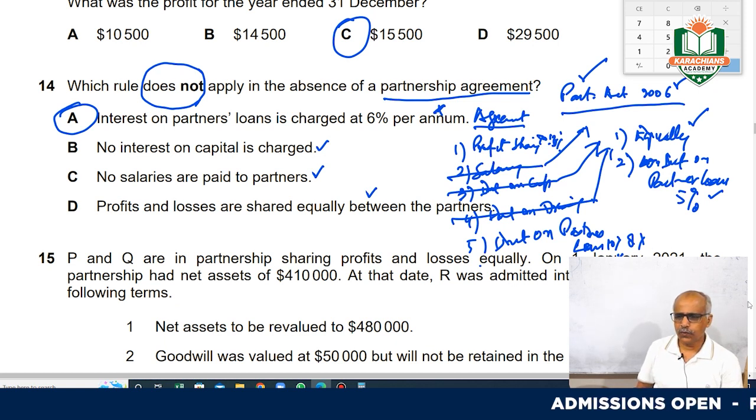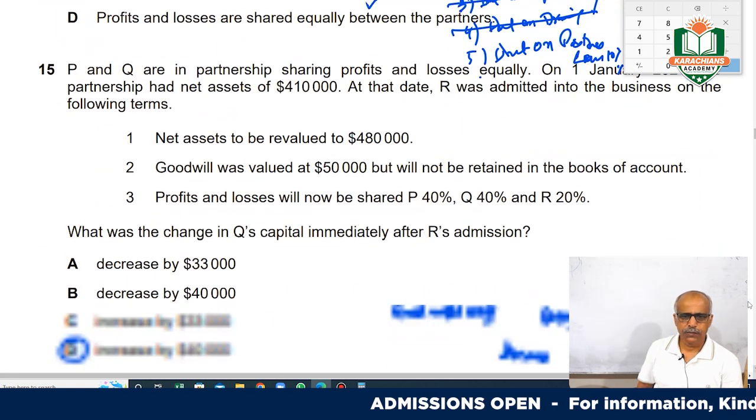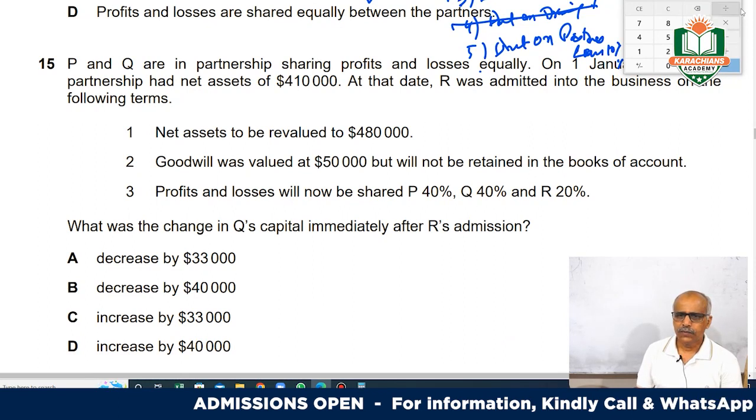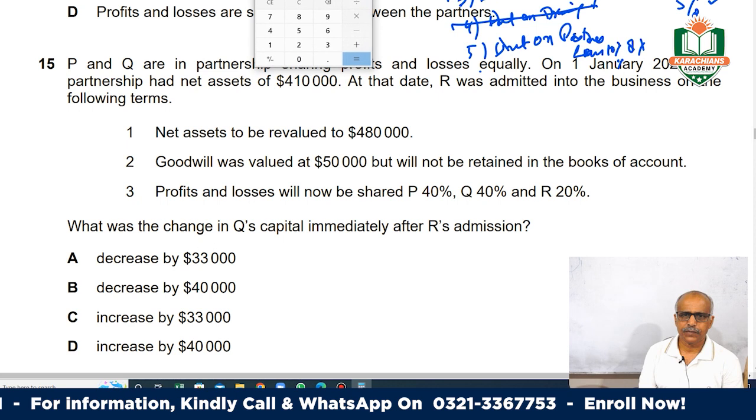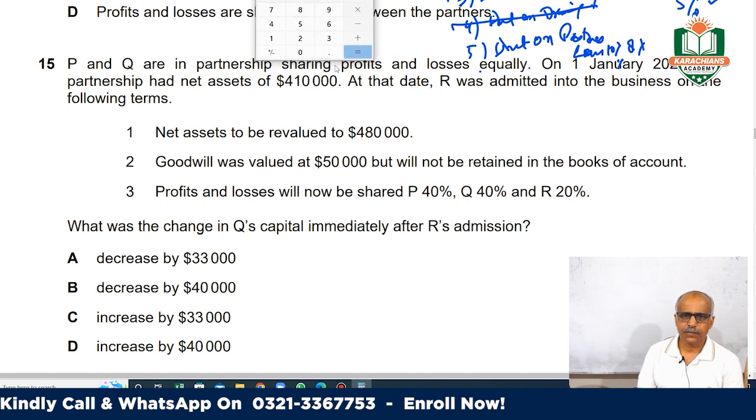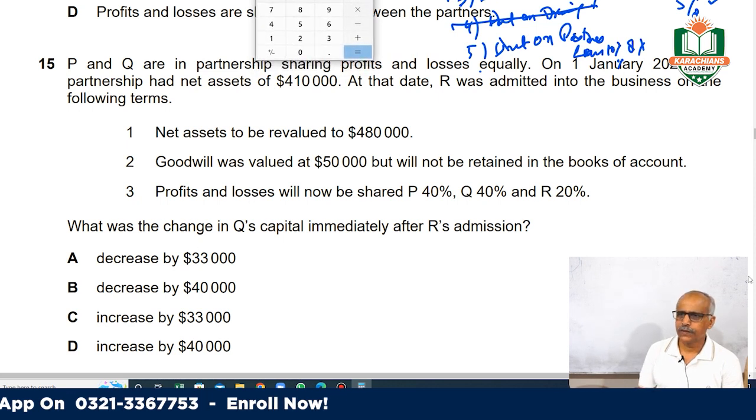Hope question 14 is clear to you. Move on to question number 15. We will do question number 15. What does question 15 say?